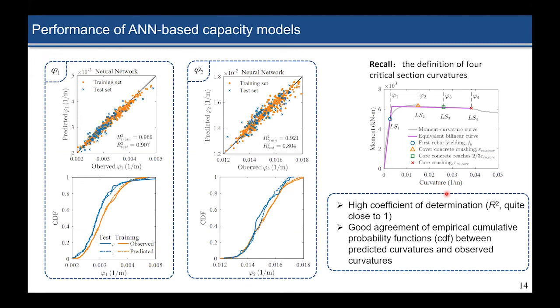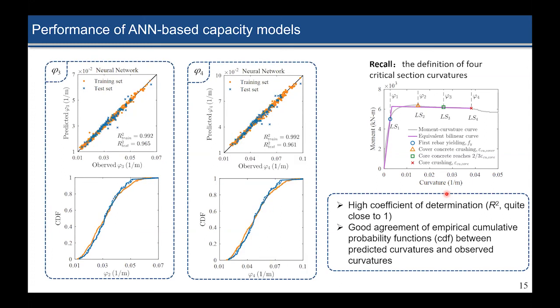After we get the optimal neural network model, we use the whole training data set to train the network and see its prediction performance on the test set, which is new data for the network. The result here shows a good agreement between the observed data and the predicted data. We can see that all 4 critical section curvatures could be predicted with good accuracy by the network.